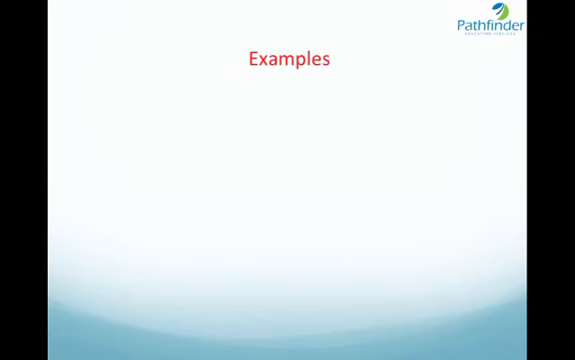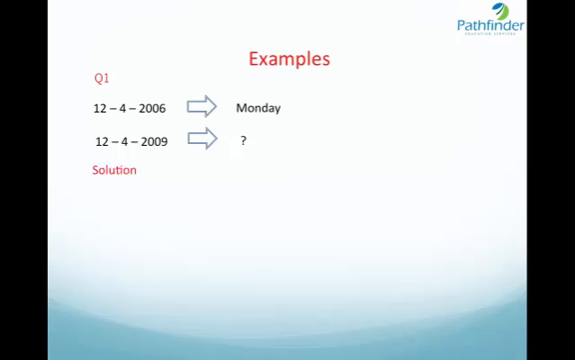Now let us solve one example. If 12/4/2006 was on a Monday, then what day of the week will be 12/4/2009? So this is what we've got to calculate. How to start? We start by counting the total number of years. In this case, the total number of years are 3. And out of these 3 years, 3 odd days must be there, because each year stands for 1 odd day.